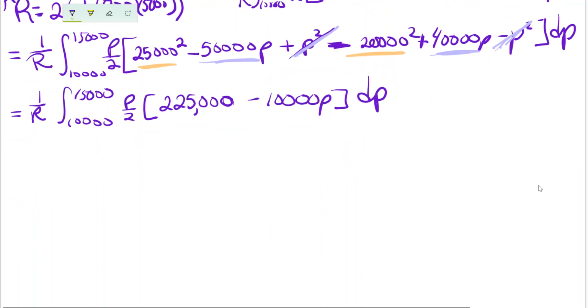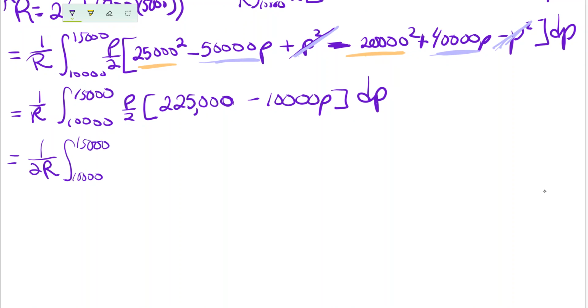Okay, let's do our last bit of cleanup before we integrate. So I'm going to do one little sneaky move here. I'm going to pull the 1/2 out front, so I have 1 over 2r, 10,000, 15,000. Now I'm just going to distribute the p. Oops, I missed a 2. Oh, I should have just divided by 2. That would have been easier. Screw moving the 1/2 out front.